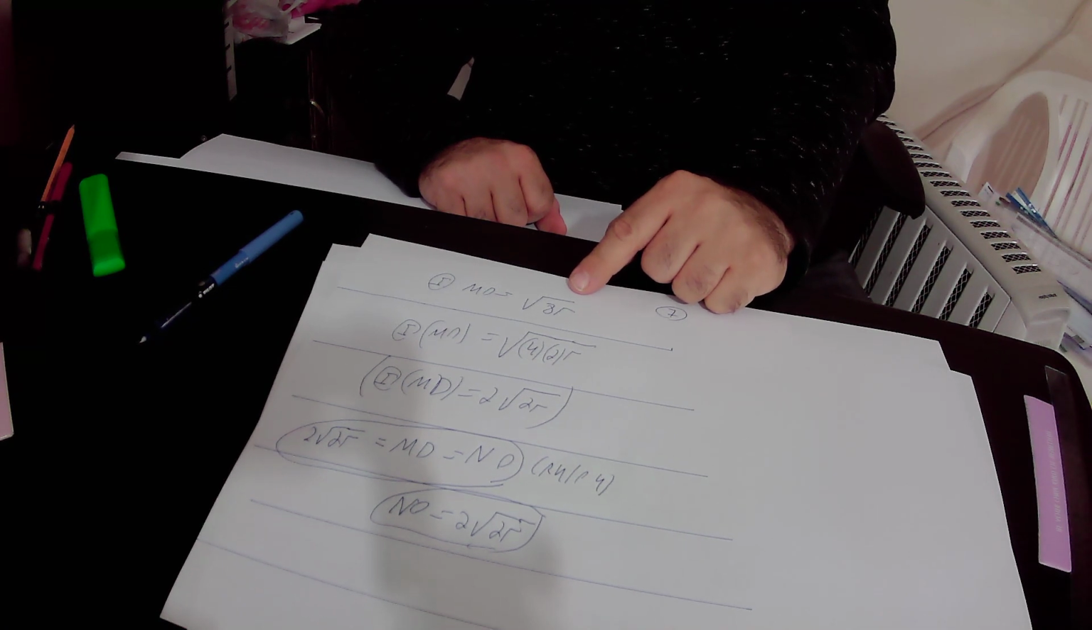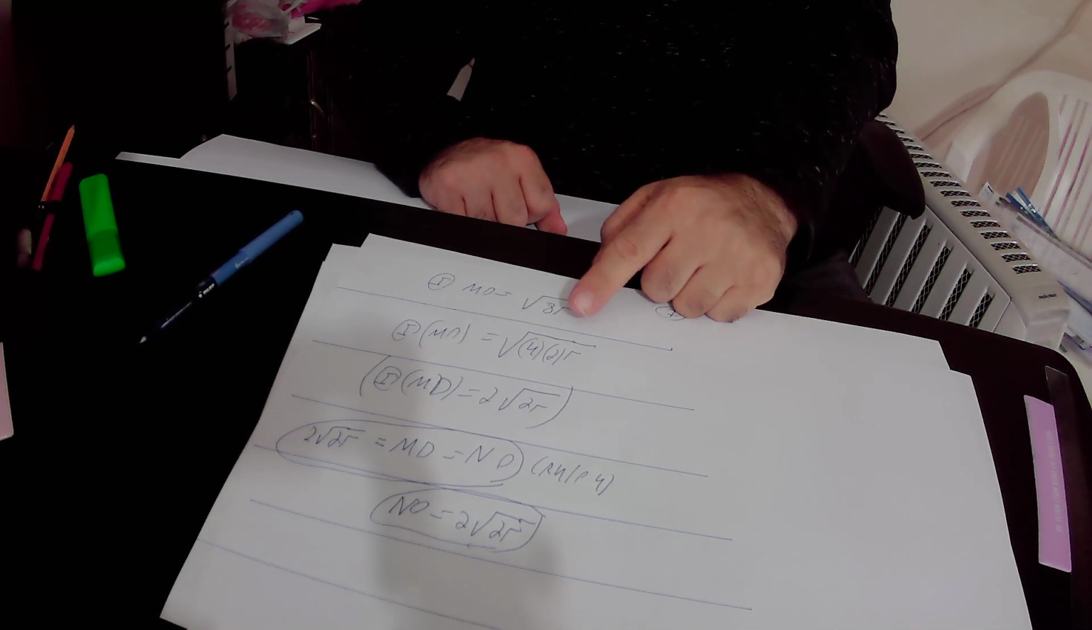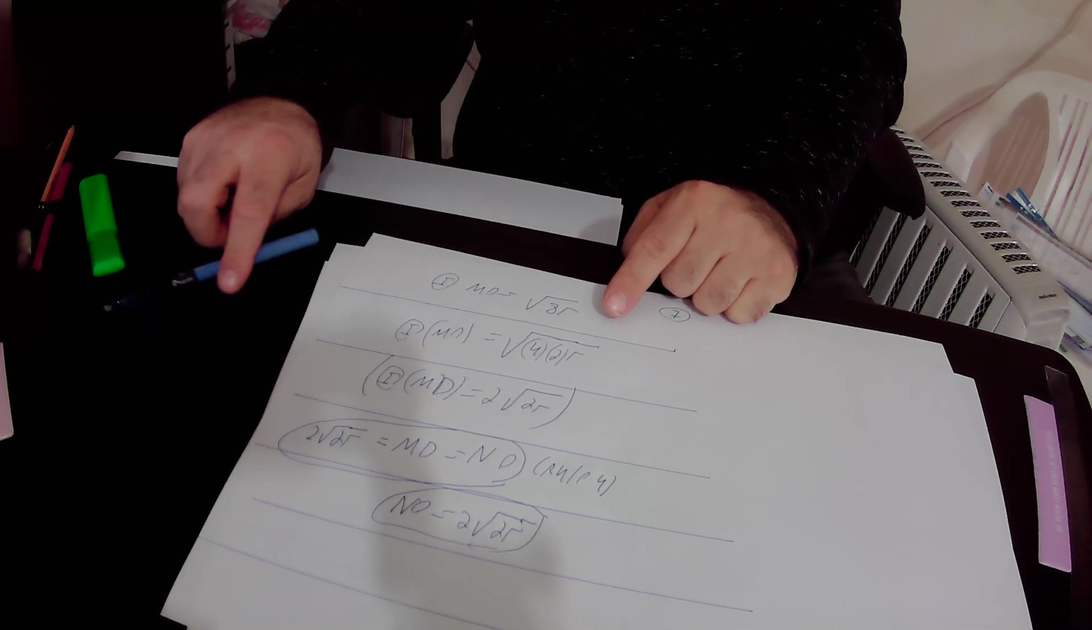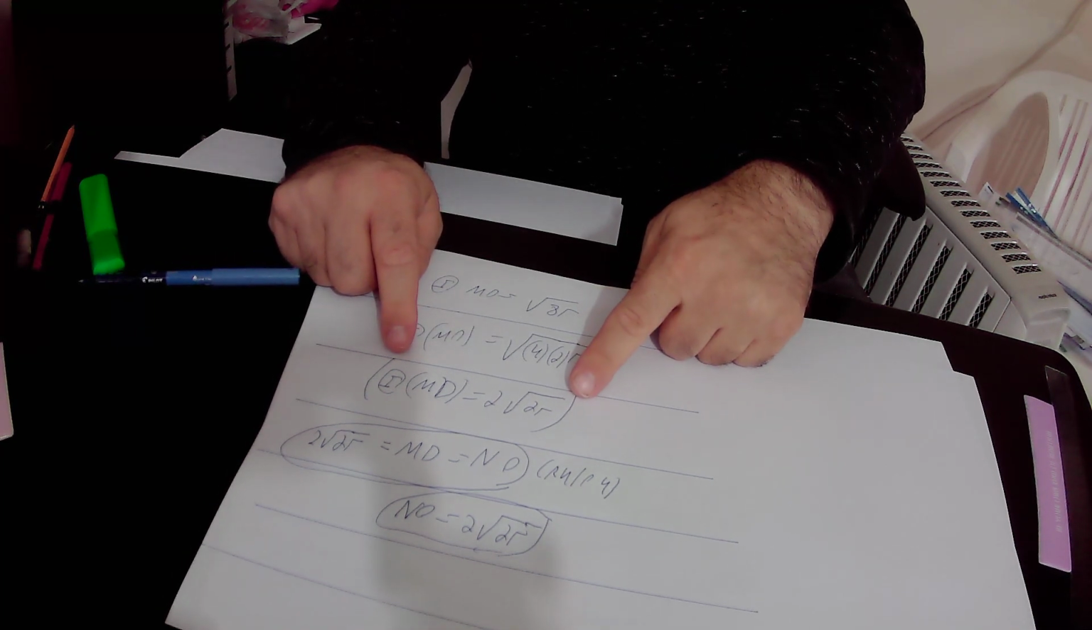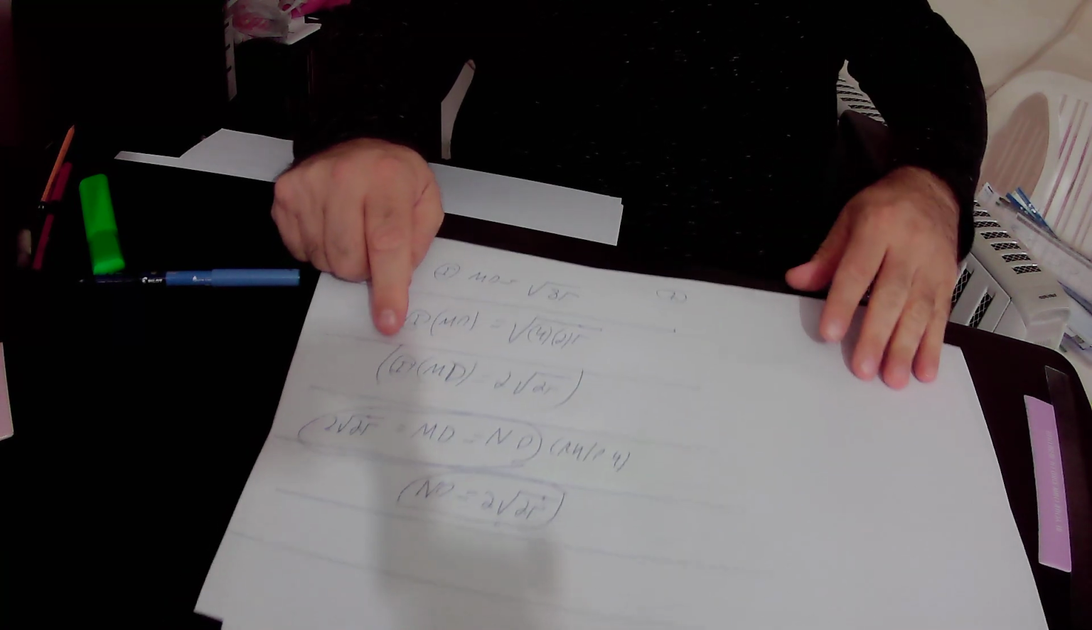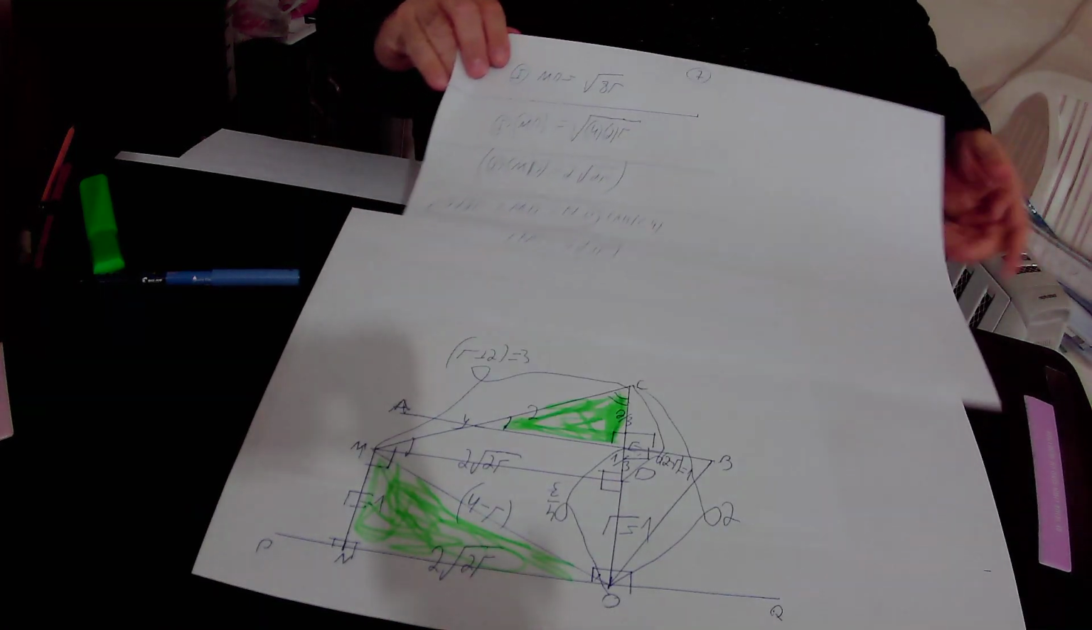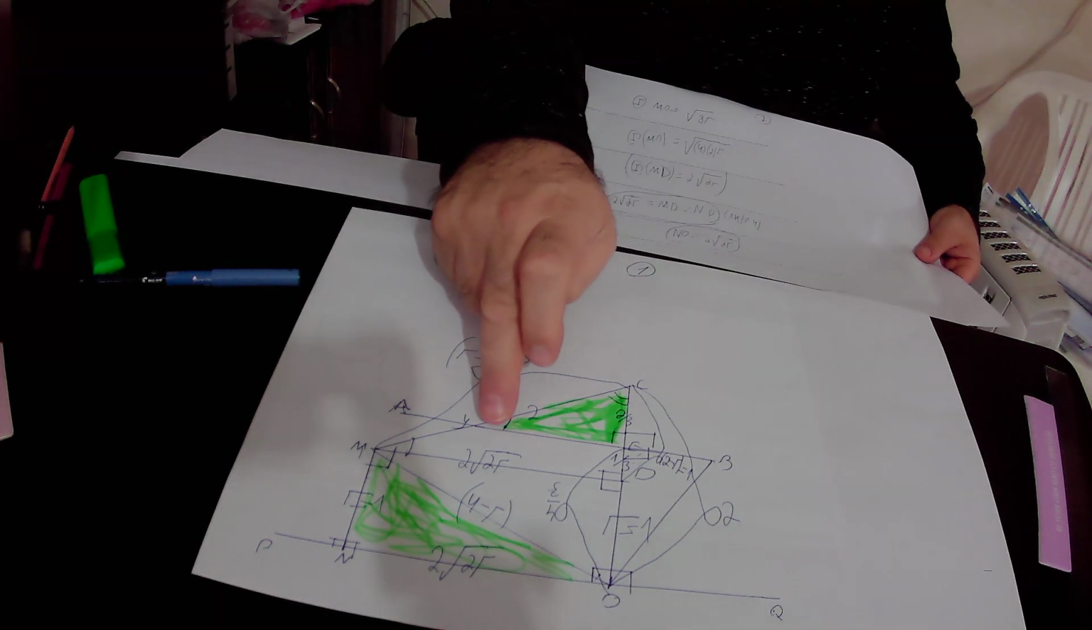We know that 8 is 4 times 2, so we substituted 8 in this equation by 4 times 2, so we got that MD equals the square root of 4 times 2 times R. The square root of 4 is 2, so in total we got that MD equals 2 times the square root of 2R. So here we can write down that MD equals 2 times the square root of 2R.